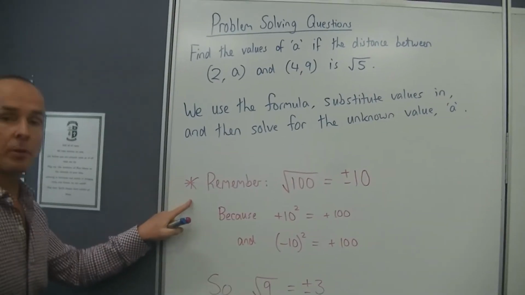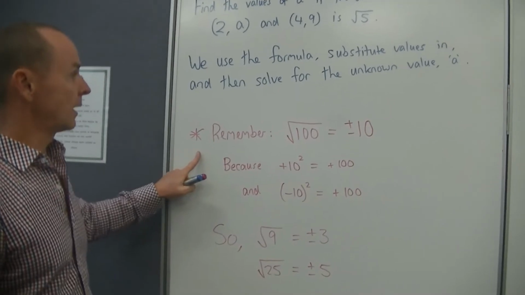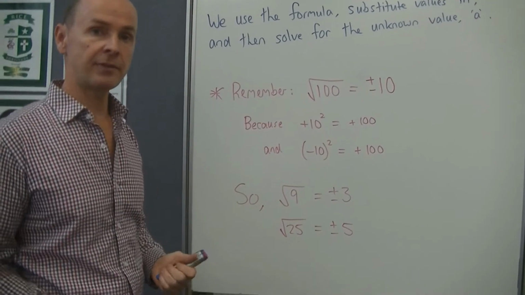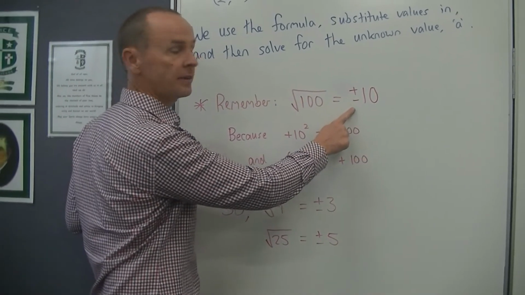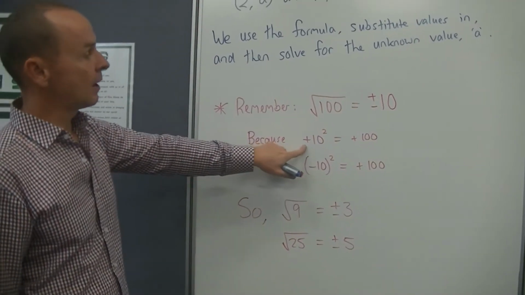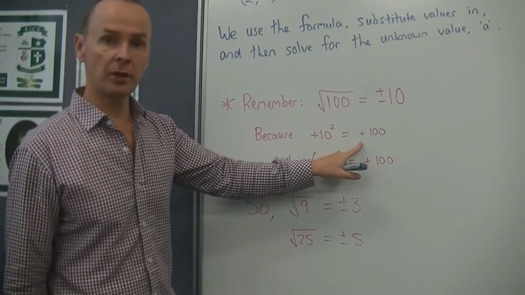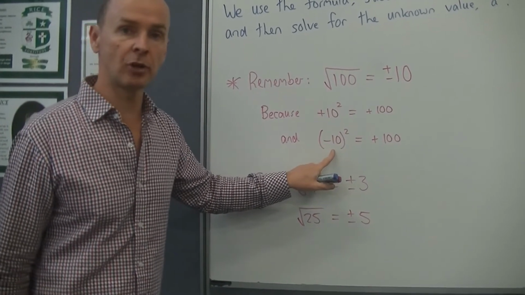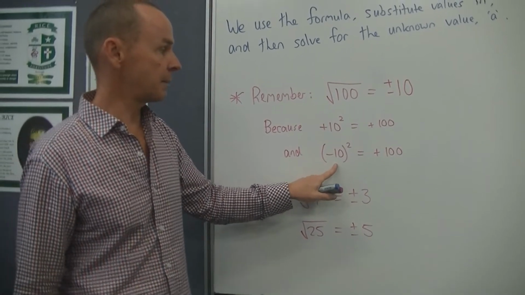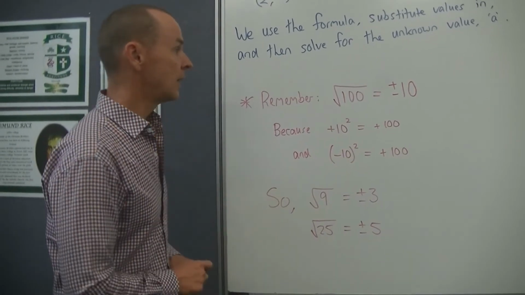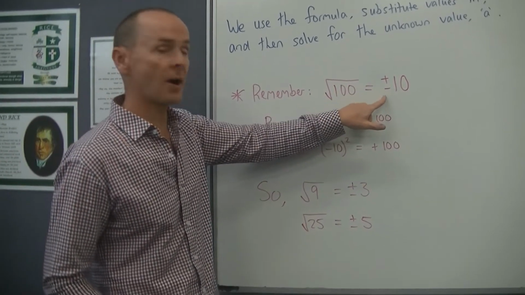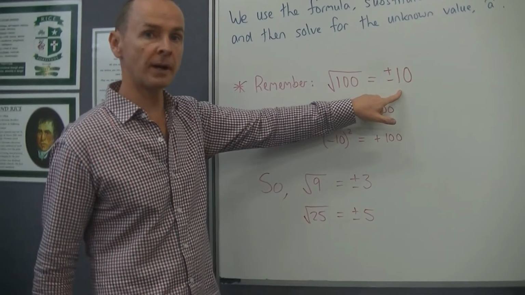Okay, now the thing to remember before we start this problem: the square root of 100 is not 10. That's one of the answers, it's actually plus or minus 10. I've got the reasons here. Plus 10 squared is 100, as we know, and also minus 10 squared is minus 10 times minus 10, two minuses make a plus, is plus 100. So there are 2 answers. So the square root of 100 is plus or minus 10. Plus 10 or minus 10.